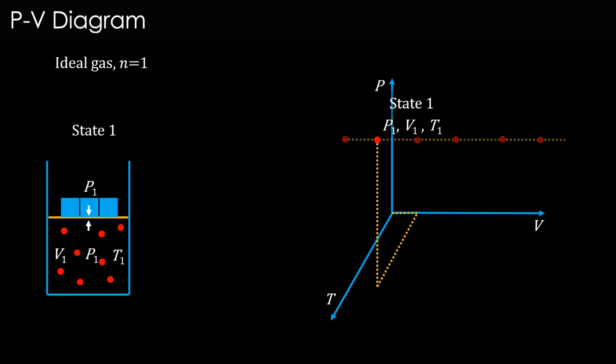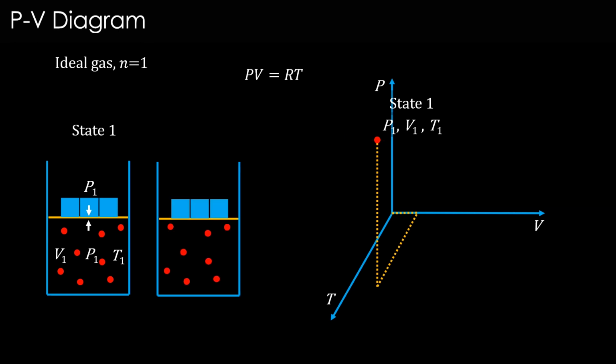Only this state is possible because PV is equal to RT. When P and T are fixed, V cannot vary. In fact, among P, V and T, only 2 can be considered as independent. The third one gets automatically defined by the gas law. Let's say pressure drops and the gas expands and settles down in a new pressure, volume and temperature, which is the state 2.